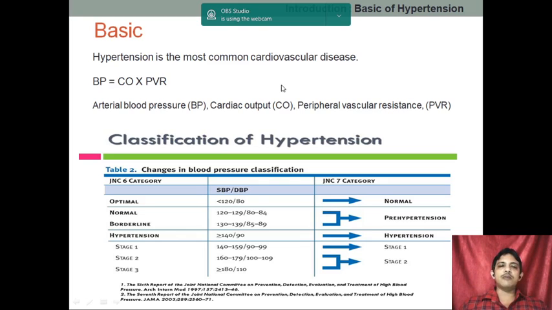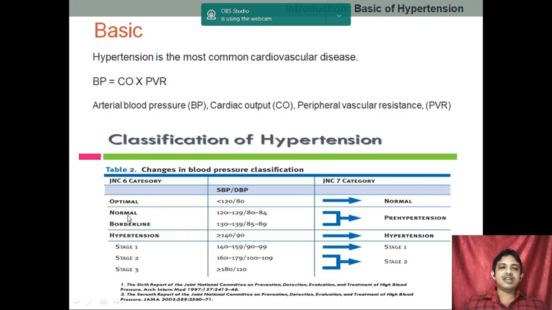Now, whenever we are talking about hypertension, this is the classification of hypertension as per the sixth report of the Joint National Committee on Prevention, Detection, Evaluation and Treatment of High Blood Pressure. Now, what is the JNC6 category? We are talking about optimal blood pressure, the systolic and diastolic. Optimal blood pressure is lower than 120 by 80. So in the JNC6 category, we are considering this as normal. Clear? This is normal.